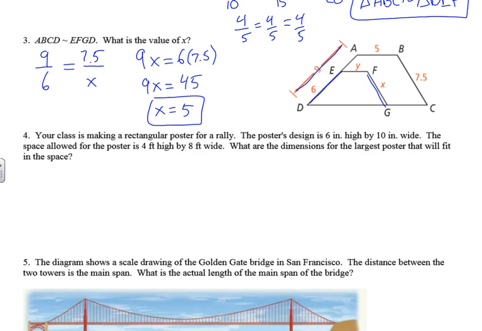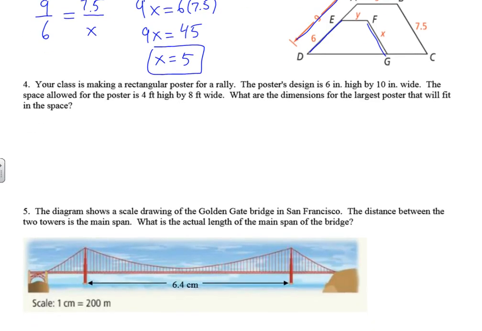Okay, so now number 4. Your class is making a rectangular poster for a rally. The poster's design is 6 inches high by 10 inches wide. The space allowed for the poster is 4 feet high by 8 feet wide. What are the dimensions for the largest poster that will fit in the space?